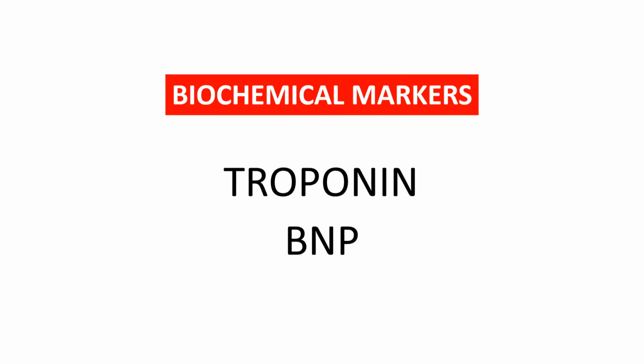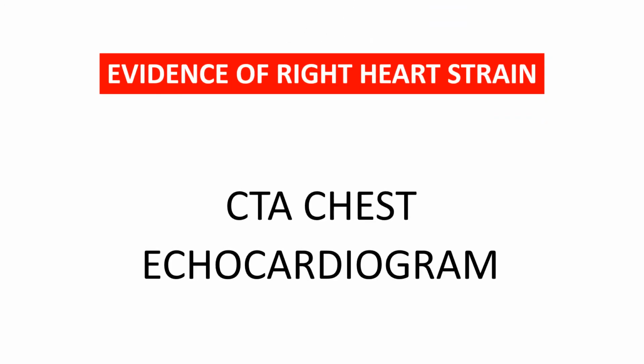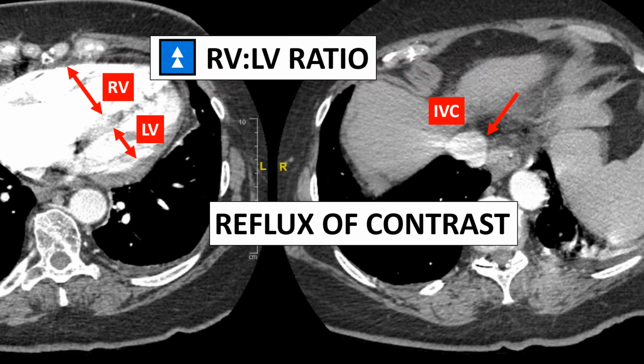Next, let's go to right heart strain. We talked a little bit about right heart strain previously. The two modalities that we can use to assess right heart strain are CT angiography of the chest and echocardiography. Recapping the two CTA findings that we saw previously, one was increased RV to LV ratio, and the second was the presence of reflux of contrast into the inferior vena cava. These are both considered signs of right heart strain, and ideally should be further investigated with echocardiography.